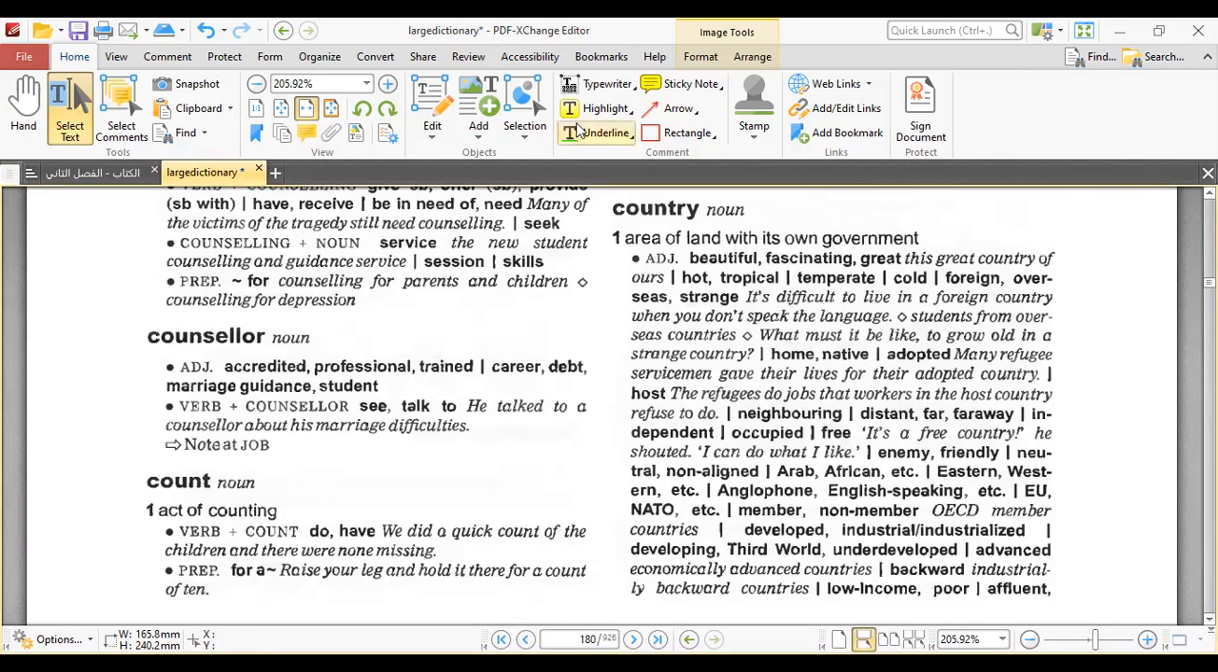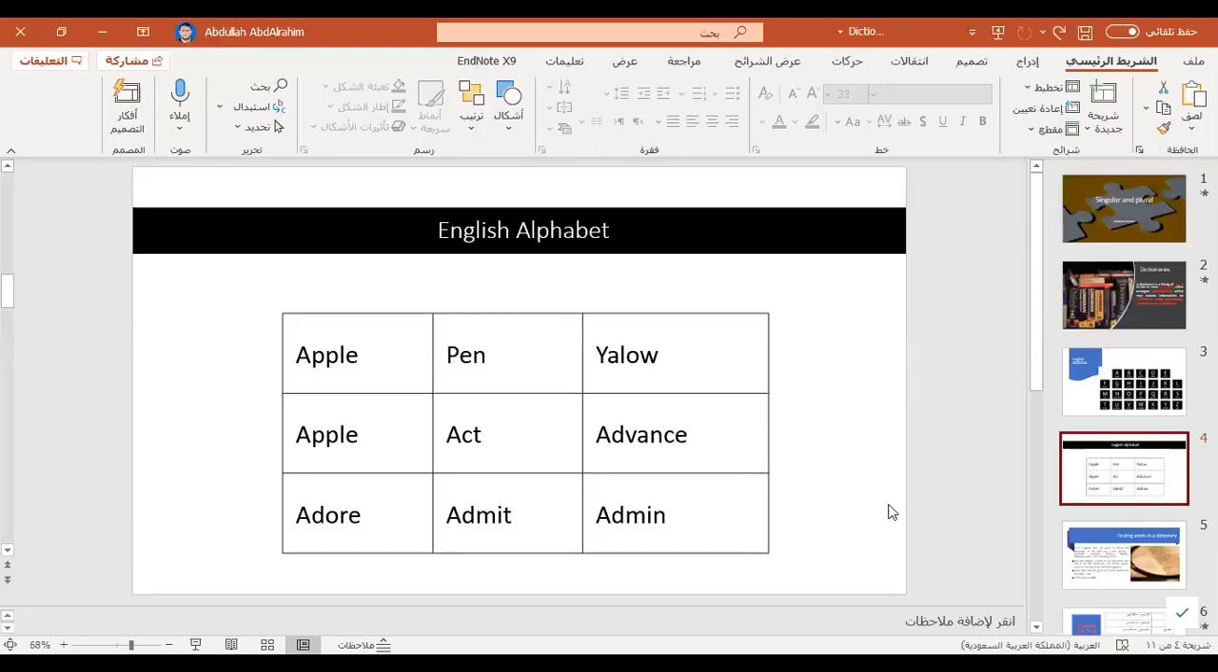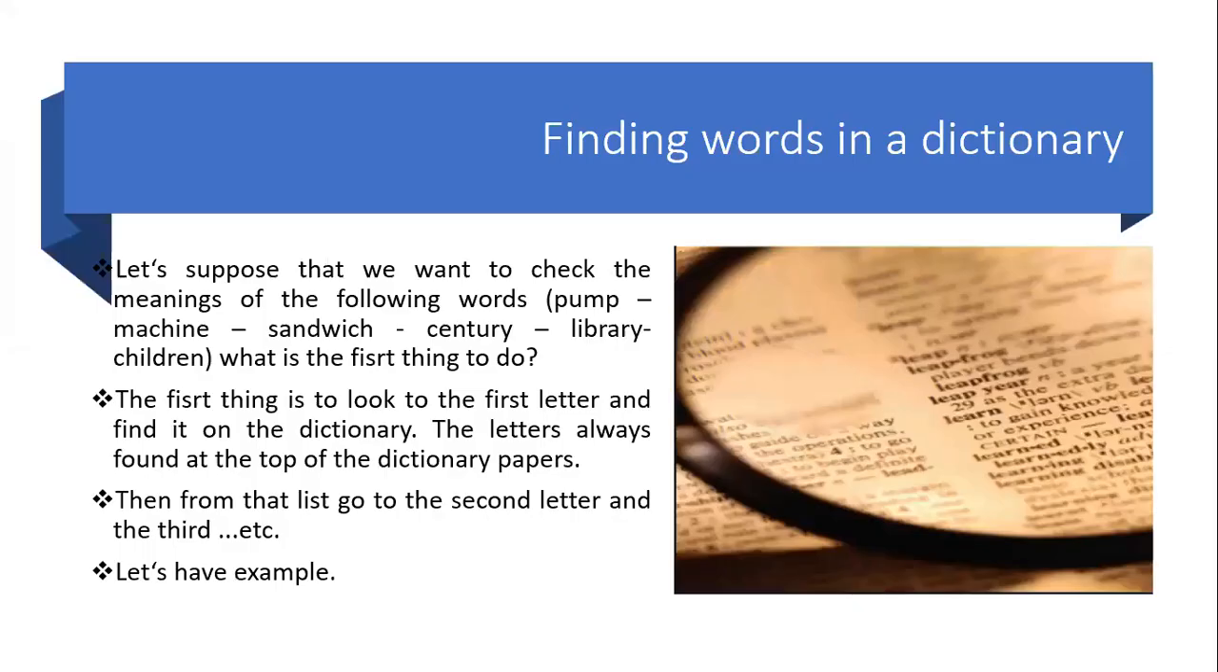Now let's go back to our lesson. This is actually our lesson, but okay. Now let's have a look here at the next slides. Okay. Now, as I said, finding words in a dictionary. How do we find a word in a dictionary? Let's suppose that we want to check the meaning of the following words: pump, machine, sandwich, century, library, children.